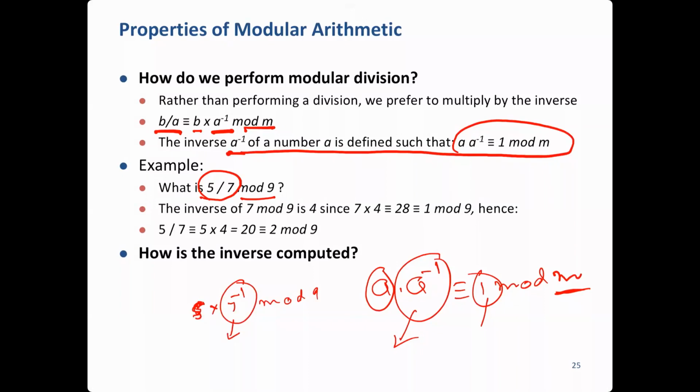So now this 7 inverse, what value? Just a minute. Okay. So 5 by 7 mod 9. We have to find the inverse of 7. Inverse of 7 mod 9 is 4, since 7 into 4 is equal to 28, which is equal to 1 mod 9. Okay, got it?